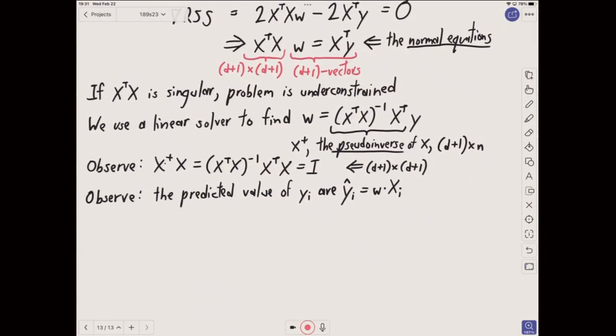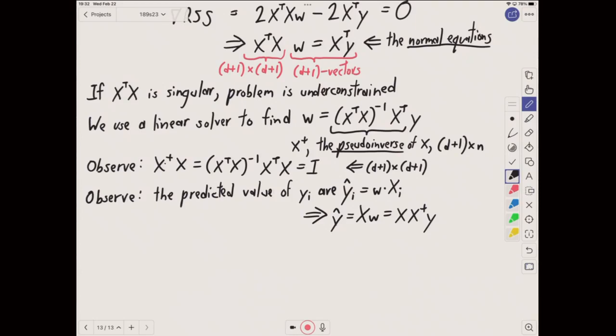And so let's ask, what are the predicted values, these yi hats? Well, we can write this in vector form. So that's a yi hat. Let's make a vector y hat that has all of the yi hats in it. And that we can just write as the matrix x times the weight vector w. But the weight vector was computed from the original labels by multiplying by the pseudo-inverse.